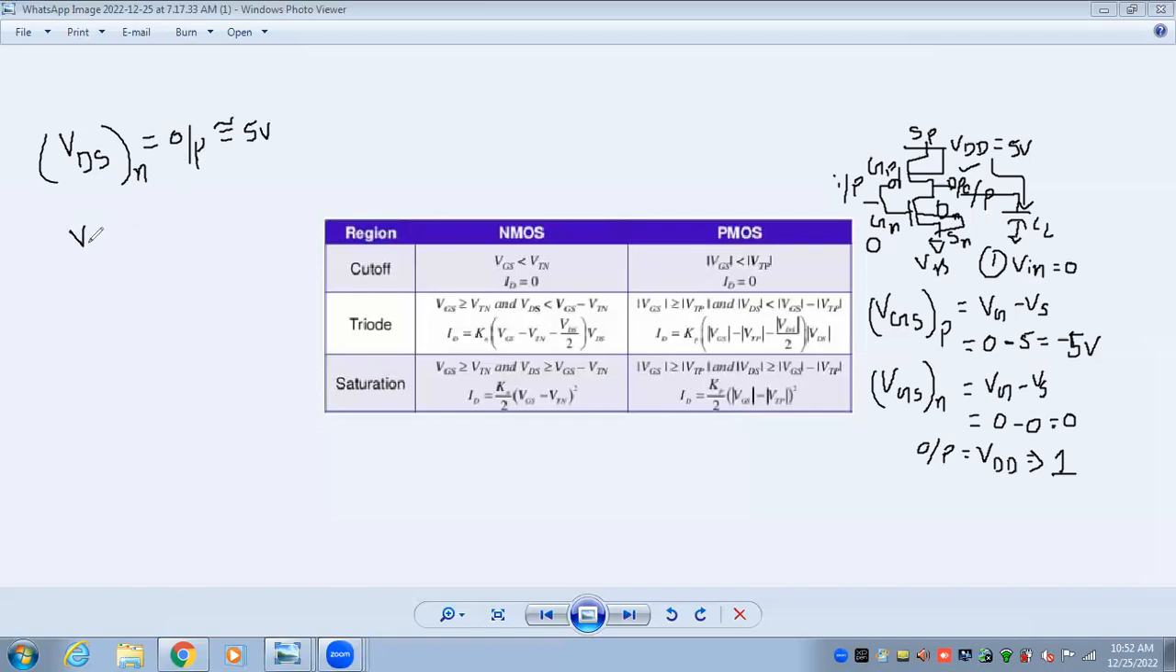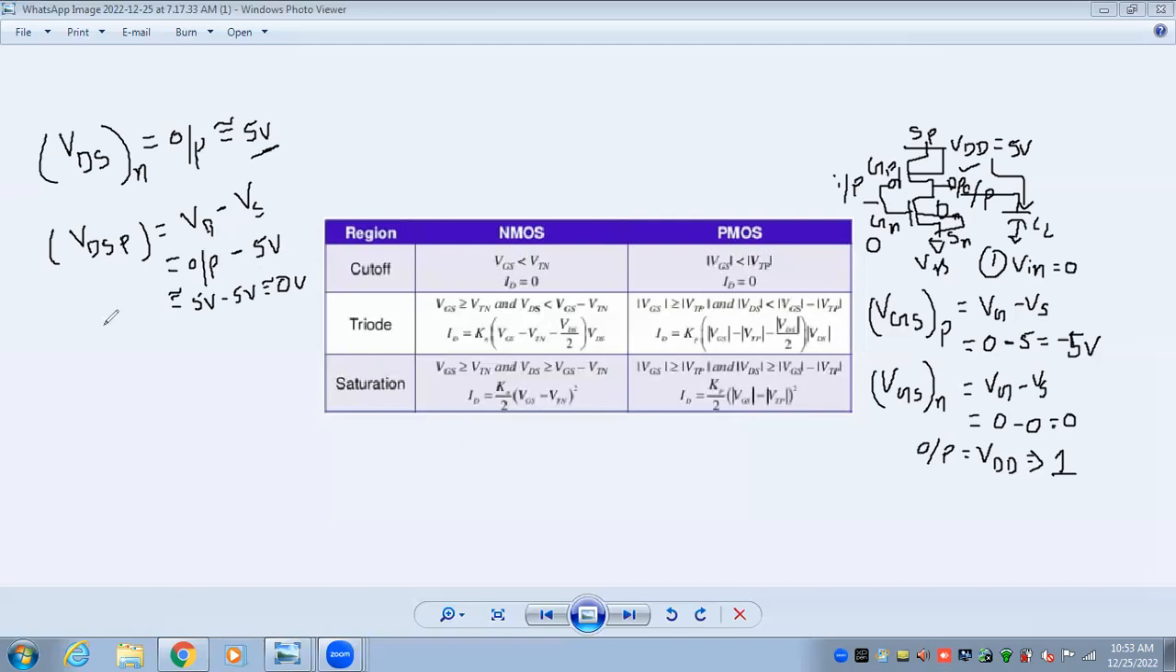Now coming to VDS of PMOS, VDS of PMOS is nothing but Vd minus Vs of PMOS. What is Vd of PMOS? Vd of PMOS is nothing but the output voltage, minus Vs, which is VDD, that is 5 volts. Output voltage is also 5 volts in this case. So 5 minus 5 is going to be 0 volts. So VDS is going to be 0 volts. VDS is almost 0, not exactly 0, because here we are taking approximately 5 volts, so it is going to be some small voltage.